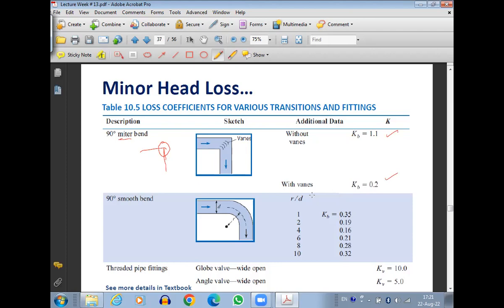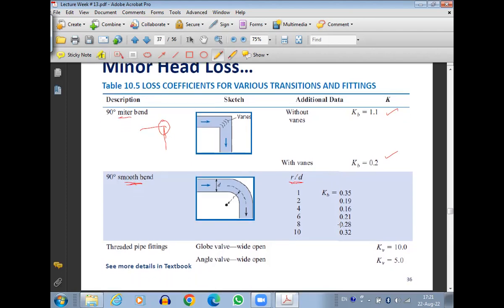loss coefficients. A smooth bend is one where you have a specific curvature. So what is the radius of curvature and what is the diameter of the pipe? Based on that, you have the R by D ratio. If you know the R by D ratio, you can find out what the loss coefficient will be for the case of this 90-degree bend.